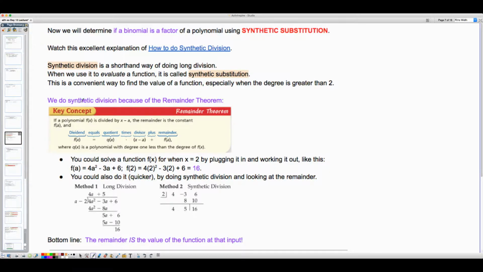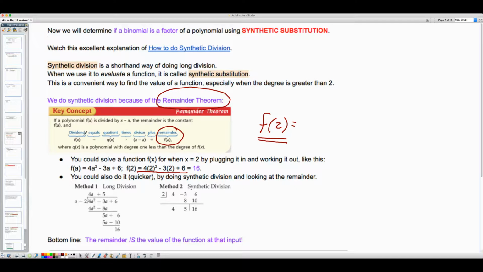All right. We do this because of the remainder theorem. What the remainder theorem says is, if you wanted to find the value of f of x when x is 2, you could substitute it into the equation like I do here. Substitute it in, you find that as 16. But if you were to divide, the remainder is going to be my value at 2. It's going to be what this is equal to.